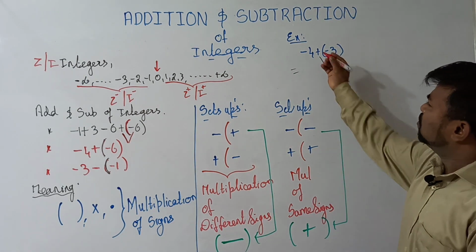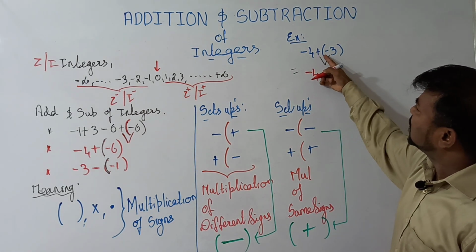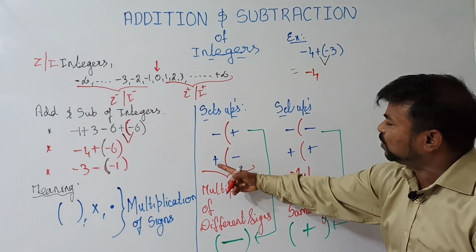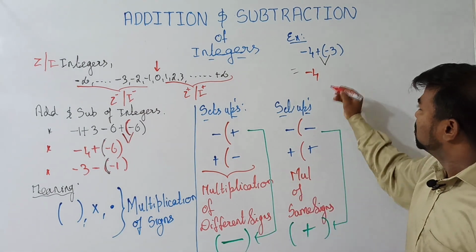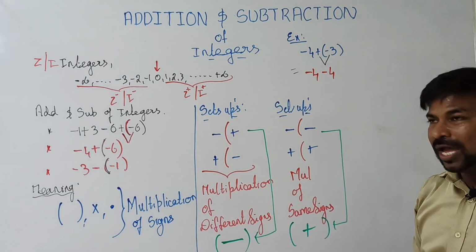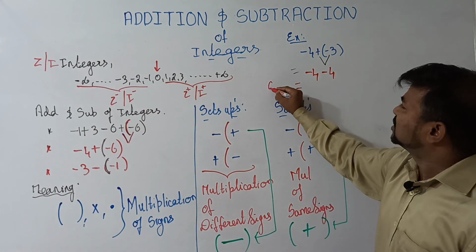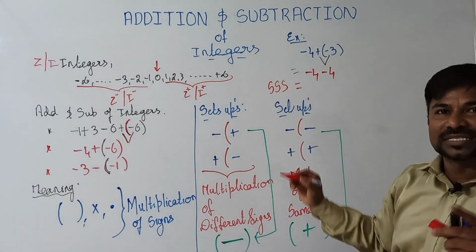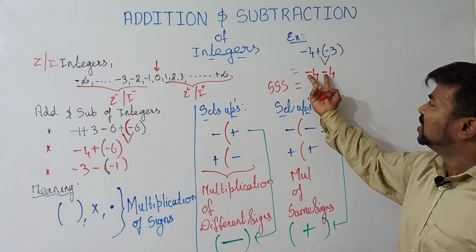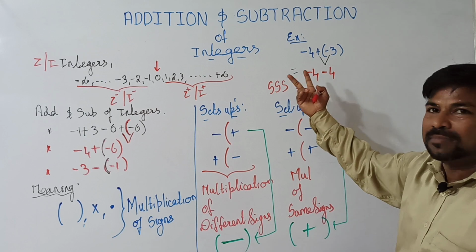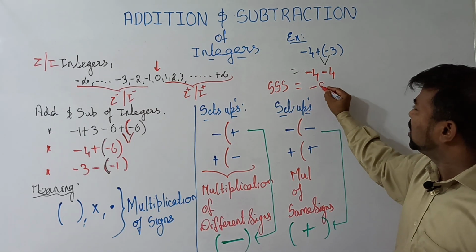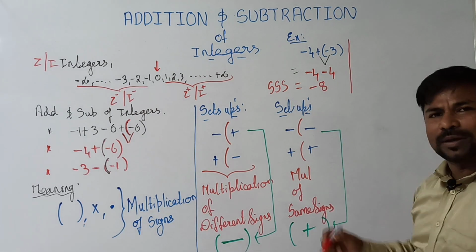It's nothing but -4 here, plus into minus, different signs, what should we get? Minus. Now simply use the logic: same signs, sum them and keep the same sign. When they are having same signs, sum them and keep the same sign, -8. This is the first sum I am explaining to you.